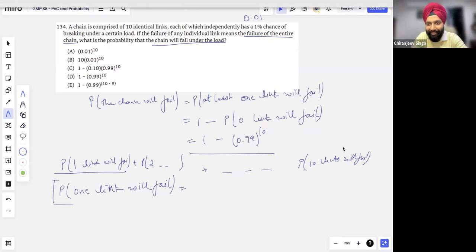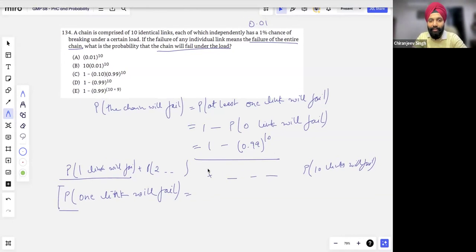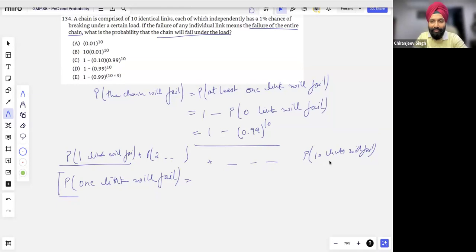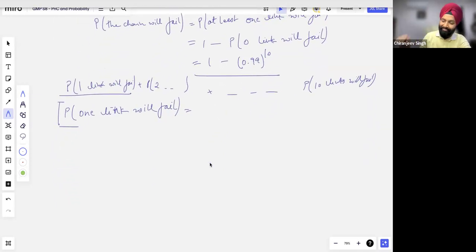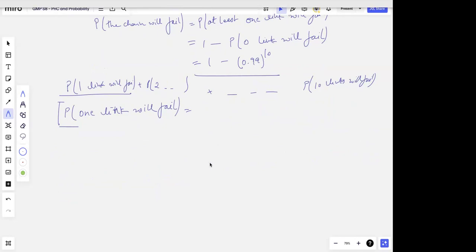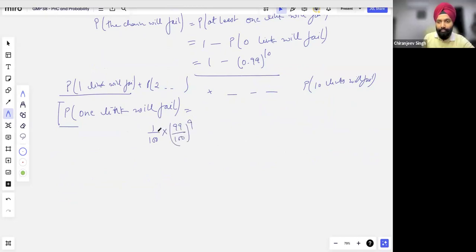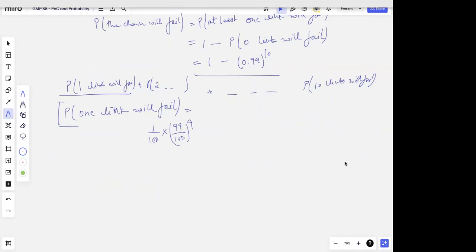Different answers. So let's start with Nilesh. Nilesh, tell me. We have considered the probability that one link will fail, that is 1 by 100, into the other 9 will succeed, so 99 divided by 100, 9 times. This is the answer. This is your answer, Nilesh. Yes. Nikita, you have the same answer.